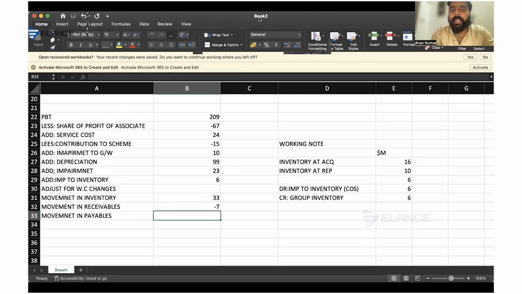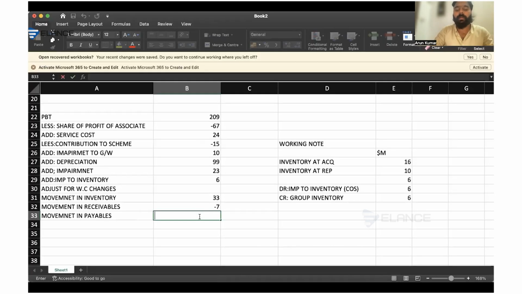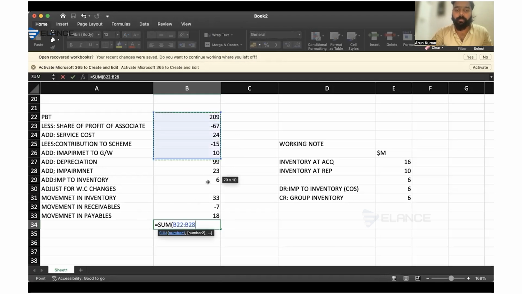Yes. And what about payables, guys? From 197, it increased to 215. Payable got increased, so means we have taken more debt. So in the cash flow terms, the cash have come into the company. So it's an inflow. Yes, very good. So 215 to 197, it's an inflow. How much is it? 18. Good. So now sum it up.